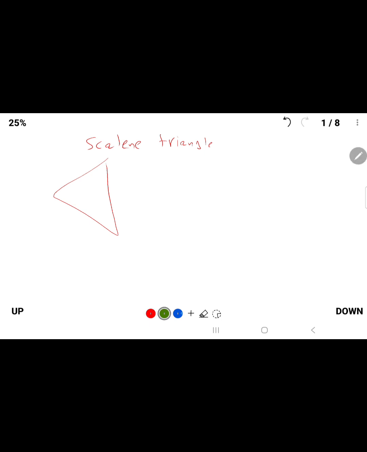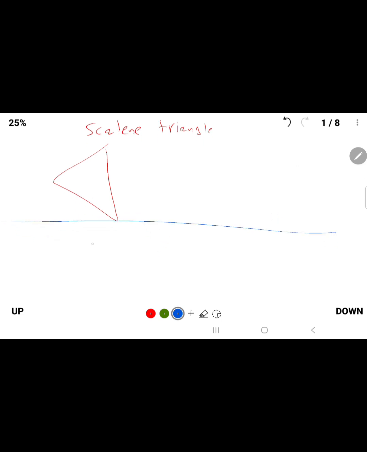So the next one we have is this triangle, and this triangle is known as an isosceles triangle. In the isosceles triangle, two sides are congruent to each other. These two sides are congruent to each other. And also, these two angles are congruent to each other.